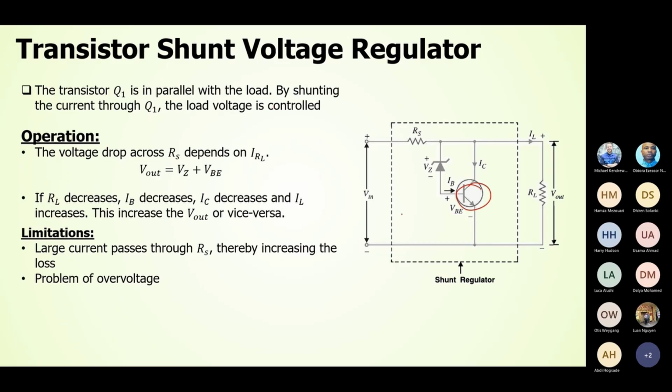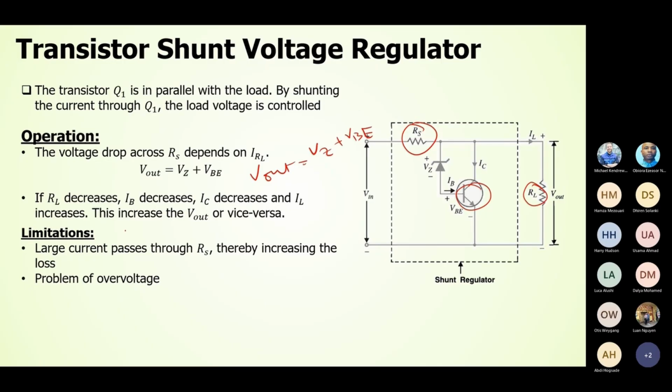So if you pass more current through it, or less current through it, that will have an impact on the output voltage. The voltage drop across RS, which is the series resistor, depends on IL, the load current. And we know this formula from previous calculation: the output voltage is the Zener voltage plus the base emitter voltage.